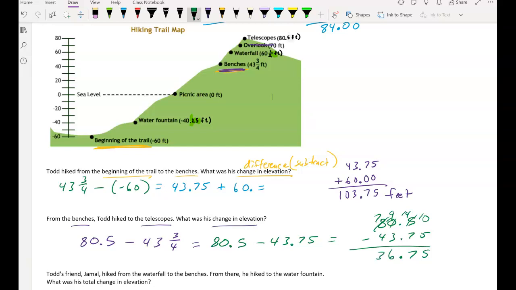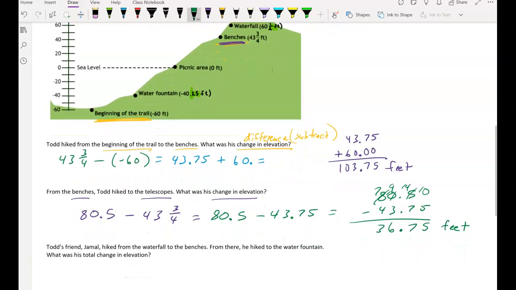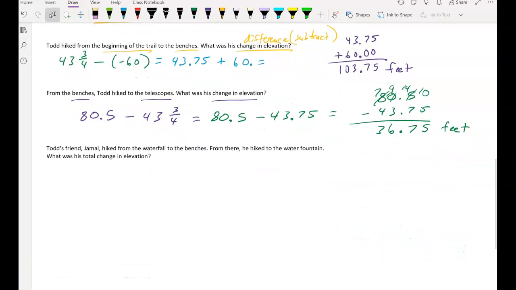So 36.75 is the change in elevation. So from the benches to the telescopes, it is 36.75 feet in elevation. Okay? I think we have one more. Now this says that Todd's friend Jamal hiked from the waterfall to the benches, and from there he hiked to the water fountain. What was his total change in elevation?